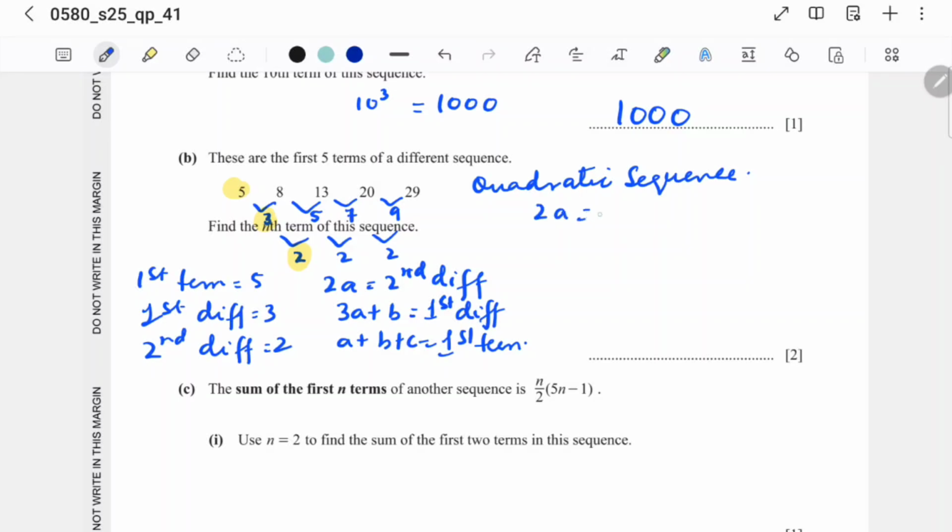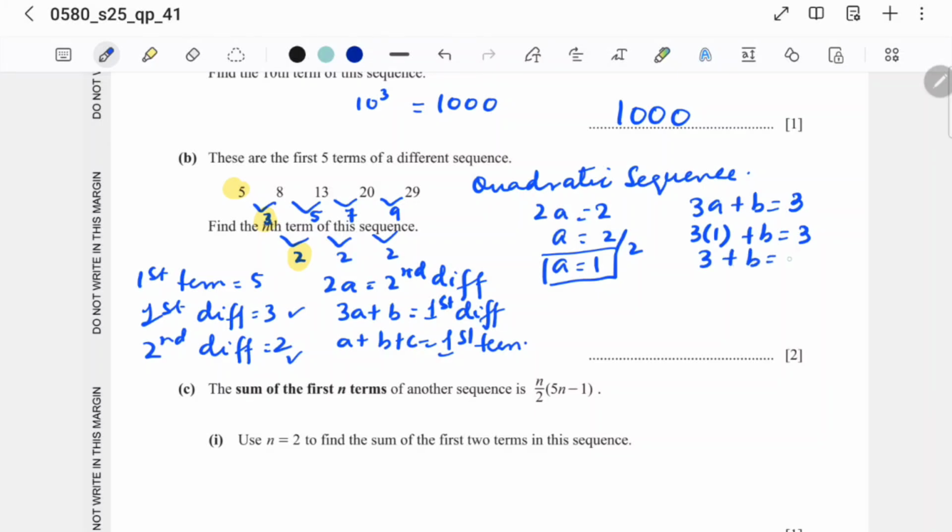2a is equal to the second difference, 2a is equal to 2, then a will be equal to 2 upon 2, and a equals 1. 3a plus b equals the first difference, which is 3. Substituting 3 times 1 here, 3 plus b is equal to 3, and b is equal to 3 minus 3, so b is equal to 0. The third thing, we have to find the value of c.